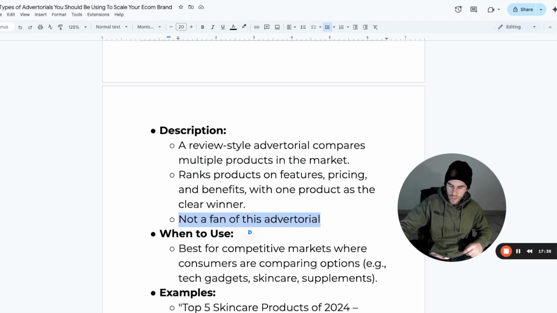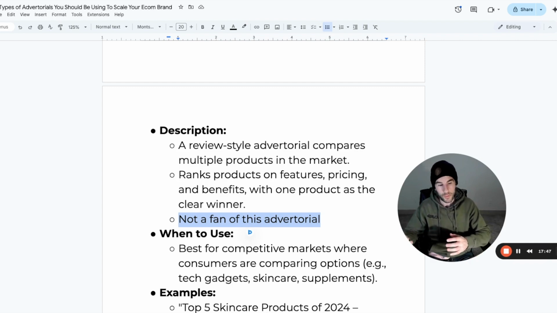So if you have this style of advertorial, you are going to have to do a really good job of trying to not be too overly biased towards your product. And then what you're going to have to do is make it feel authentic, to make it feel like you're not just trying to get them to buy one product. You want to typically list links to the other products that you're comparing yours to.